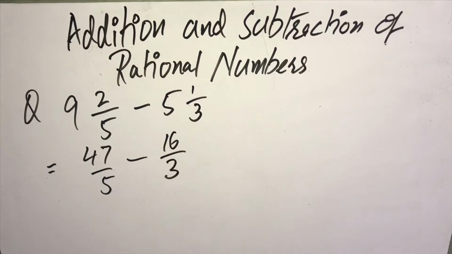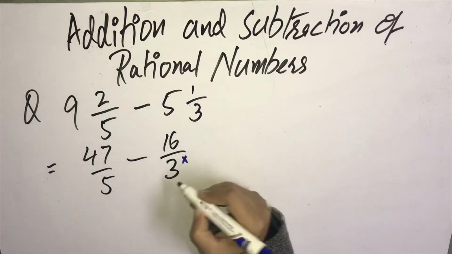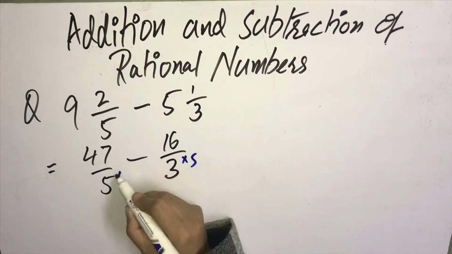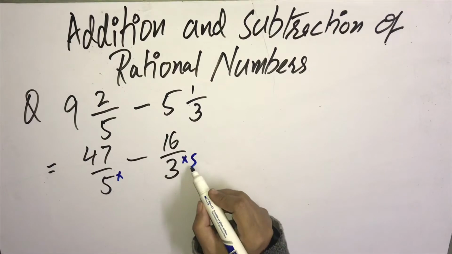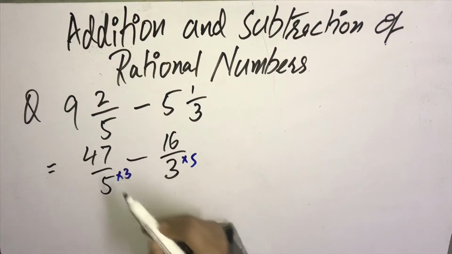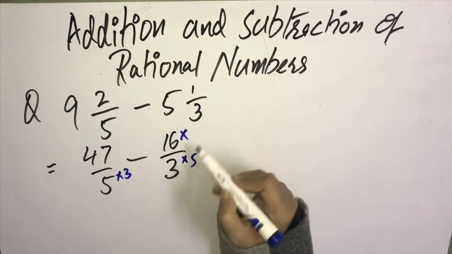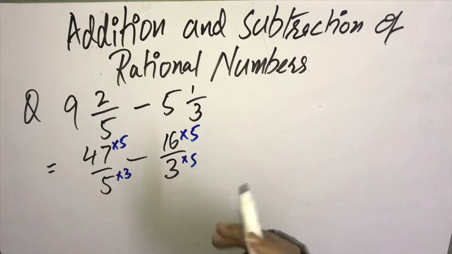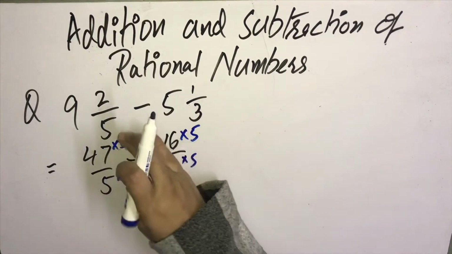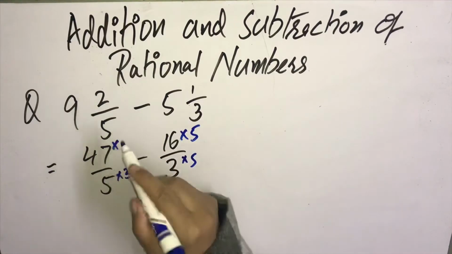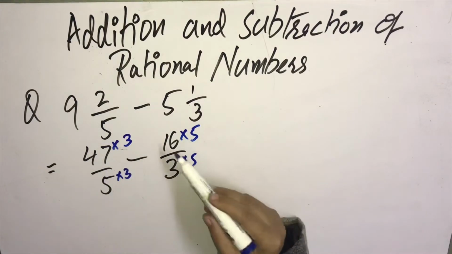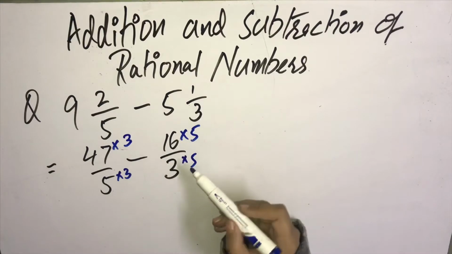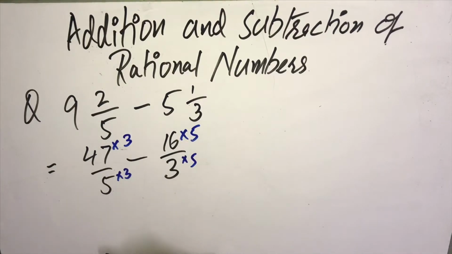Now take the LCM of 5 and 3. Both are prime numbers, so it is 15. 3 multiply 5 is 15, 5 multiply 3 is 15. Make the denominators equal to the LCM. And the numerator will be multiplied with the same number which is multiplied with the denominator. So it is 16 multiply 5 when 3 multiply 5, and 47 multiply 3 when 5 multiply 3.